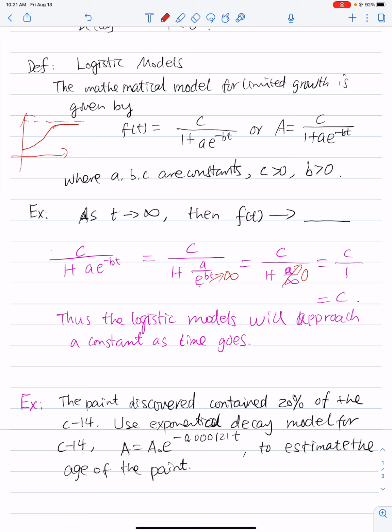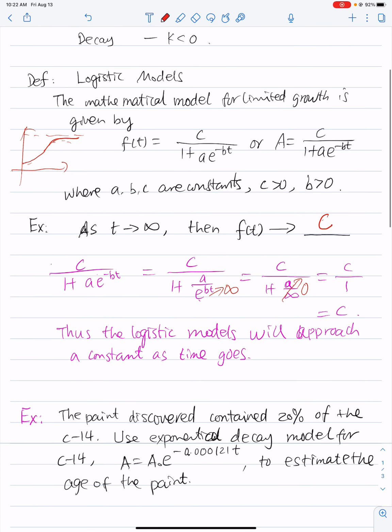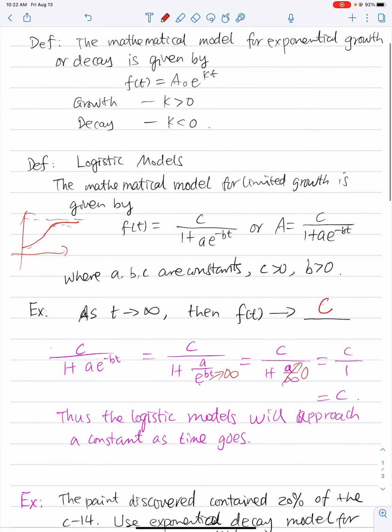A logistic model can also be used to model, for the moment, the cases of COVID. After the vaccine and the treatment, the number of people who get COVID will come to a flat. We hope so. As time goes, it should reach a constant, and f(t) goes to c. This is the best property of the logistic model.